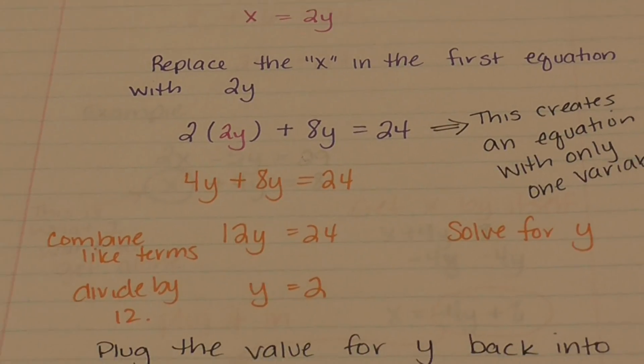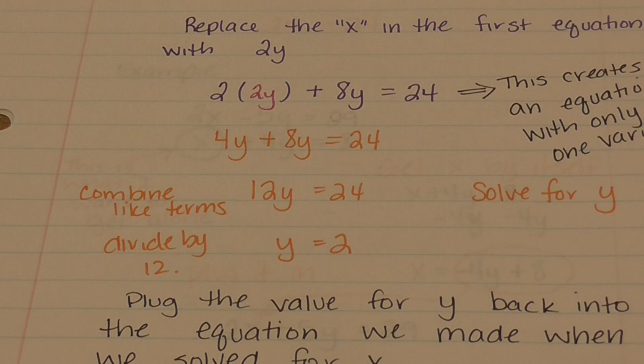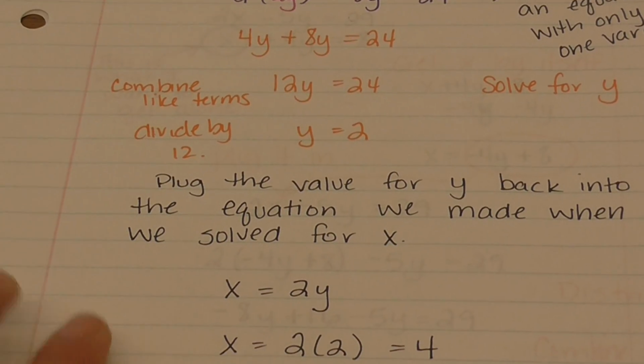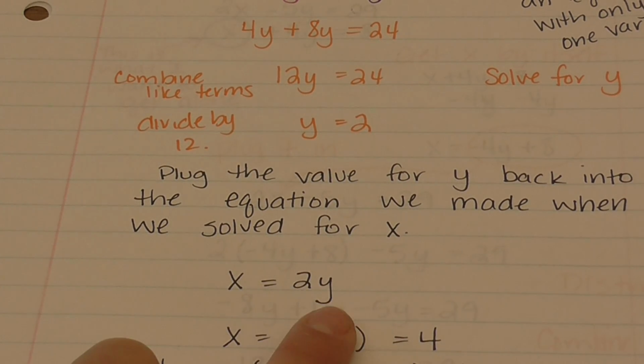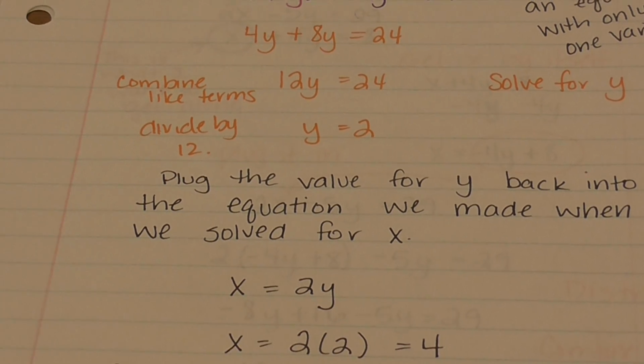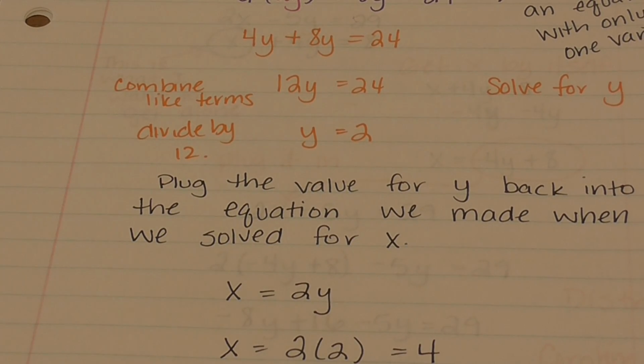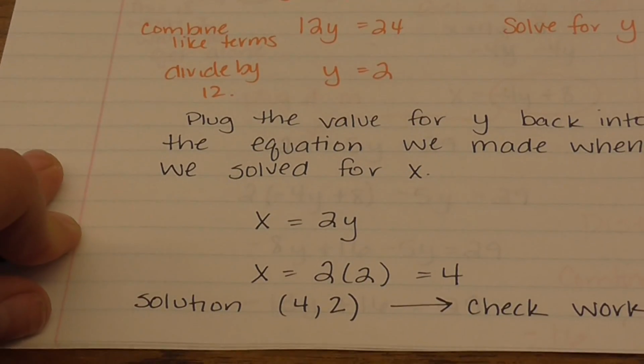So now that I have one variable, I just go back and plug it into an equation to figure out the other. The best one to plug it into is where I solved for x, because I can just plug in the y value, do the math, and then there's my x value. When I plug it in, x equals 4. So the solution I got was that x is 4 and y is 2, so it's the point (4, 2).